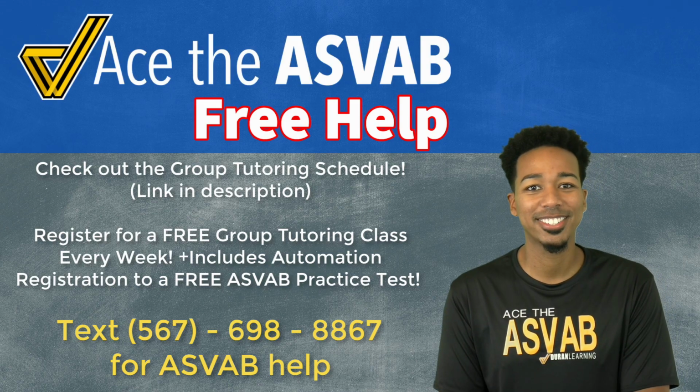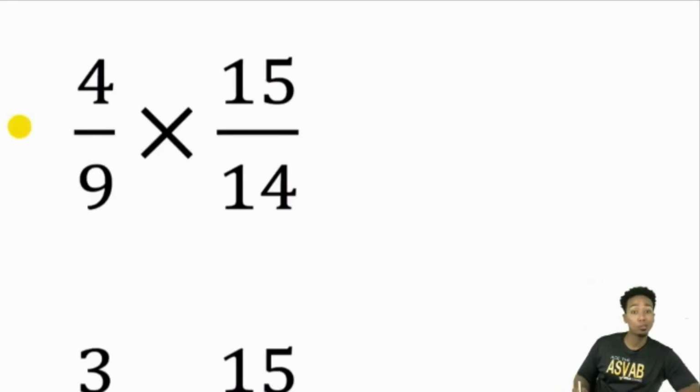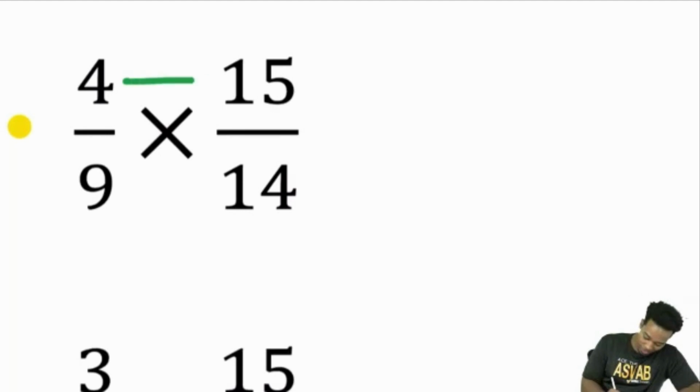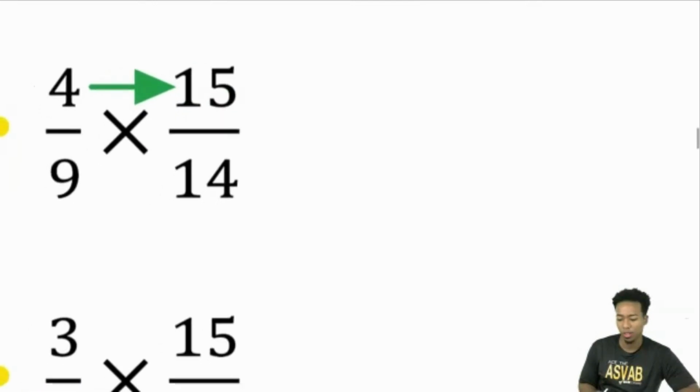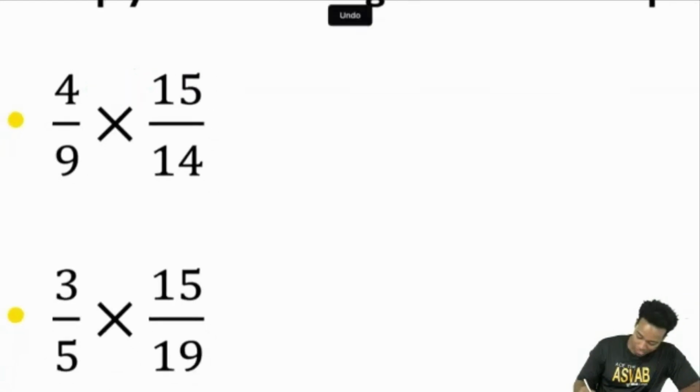I'll show you more. Let's go ahead and multiply the numerators. So 4 times 15. Anybody know what 4 times 15 is off the top of their head? 60. Ozzy, good job. So let's go ahead and show everybody how to do 15 times 4 right over here.